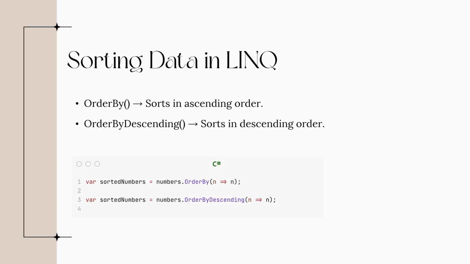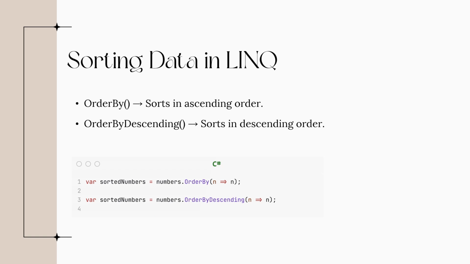Sorting data in LINQ. Sorting helps us organize data in a meaningful way. LINQ provides two main sorting methods. The first one is OrderBy, that sorts data in ascending order, and another one is OrderByDescending, that sorts data in descending order.